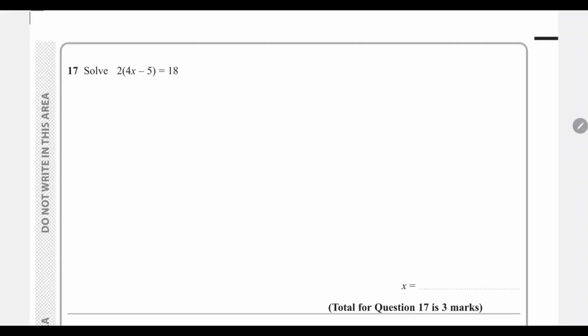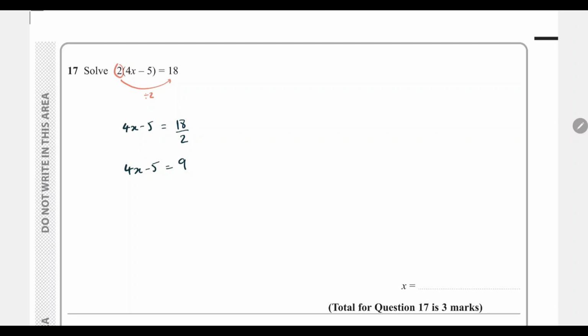Question 17 says solve 2 multiplied by 4x minus 5 equals 18. So all we need to do is make x the subject and work out what that value is. So the first thing that we're going to do is get rid of this 2. It's multiplying the entire left side by 2, so we're going to divide by 2. And so that becomes 4x minus 5 is equal to 18 divided by 2. And so 4x minus 5 is equal to 9.